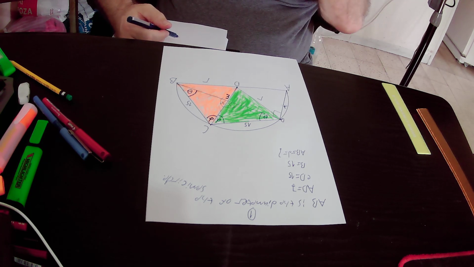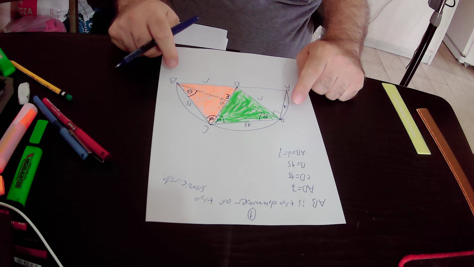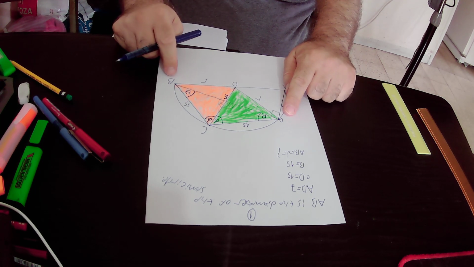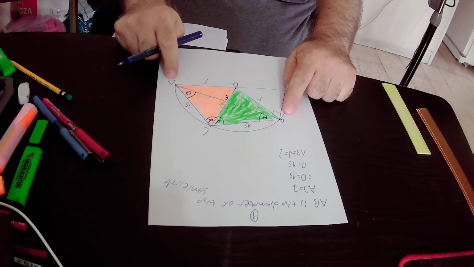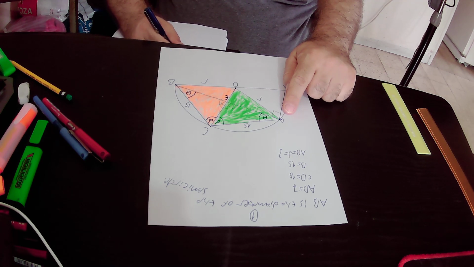Okay, so in the next step we will focus on chord BD. BD, actually in the beginning of the lecture we made the construction. We joined points B and D by a straight line, so BD is a straight line.